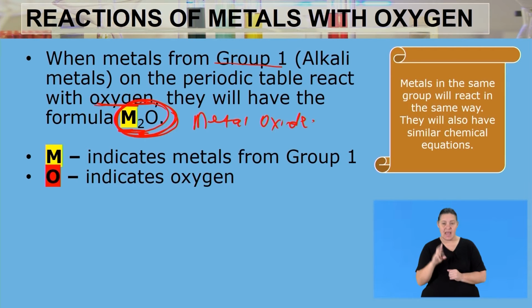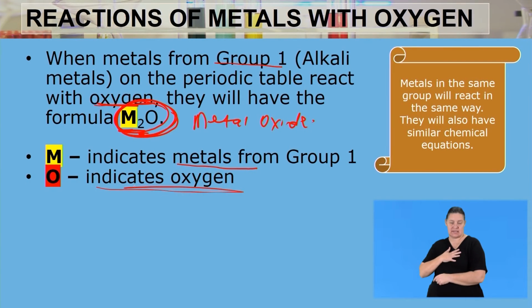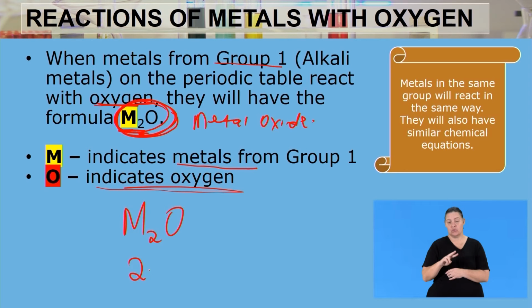As we have said, the M will indicate any metal in the group 1 elements, and the O is going to be your oxygen. When they combine together, their ratio is going to be 2 atoms of the metal to 1 atom of the oxygen.